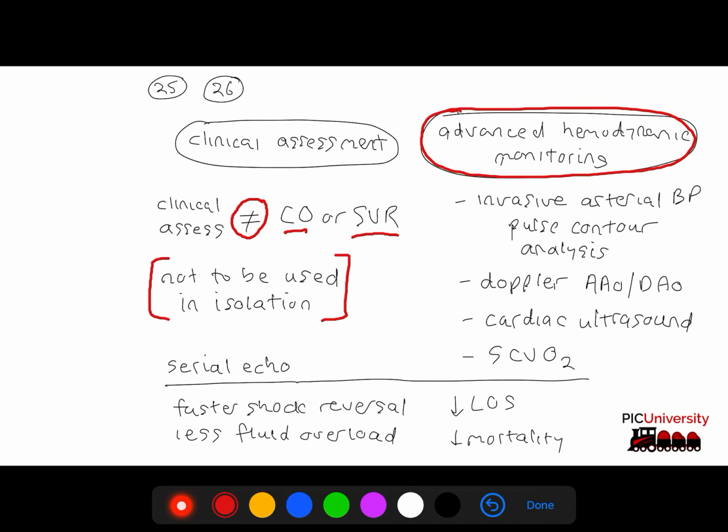And so these can include things such as using invasive arterial blood pressure, pulse contour analysis. We can use Doppler studies of the ascending or descending aorta to assess cardiac output. We can also use direct cardiac ultrasound to look at shortening fraction. And of course, we can look at central venous oxygen saturation levels. And there was an interesting study out of Egypt with less than 100 pediatric patients where they found that serial echocardiogram, as one of these advanced hemodynamic monitoring tools, resulted in faster shock reversal in patients that presented with septic shock, less fluid overload, decreased length of stay, and decreased mortality. So there is a lot of benefit to using these rapidly advancing tools that we have at our disposal.